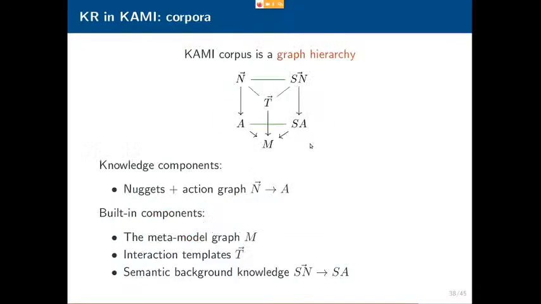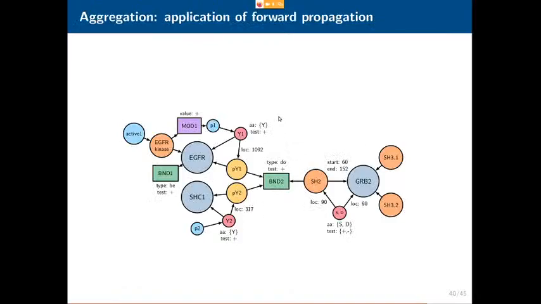So under the hood, CAMI operates on a graph hierarchy. Our corpus is actually a graph hierarchy that has the following shape. The left branch of this hierarchy gives the knowledge components that I have presented, a collection of nuggets typed by the action graph, typed by the meta model. And the rest of the graphs represent some built-in background knowledge that we use for our aggregation and instantiation processes. Today I will not give you details on these background components, but you can find more details in the manuscript. So let us finalize this third part of my talk by giving you a small example of how we use backward and forward propagation to perform the aggregation and instantiation of knowledge in CAMI.